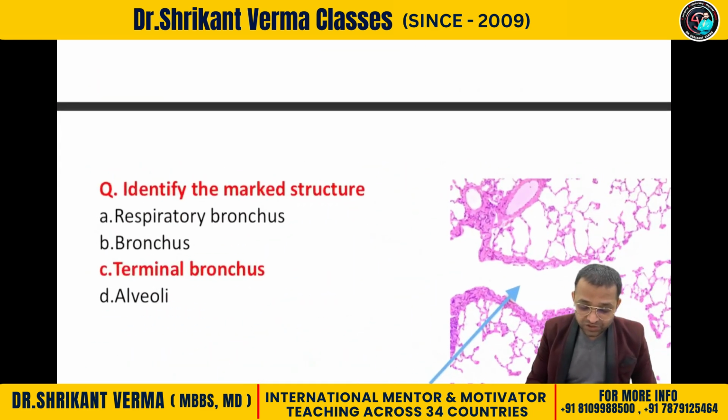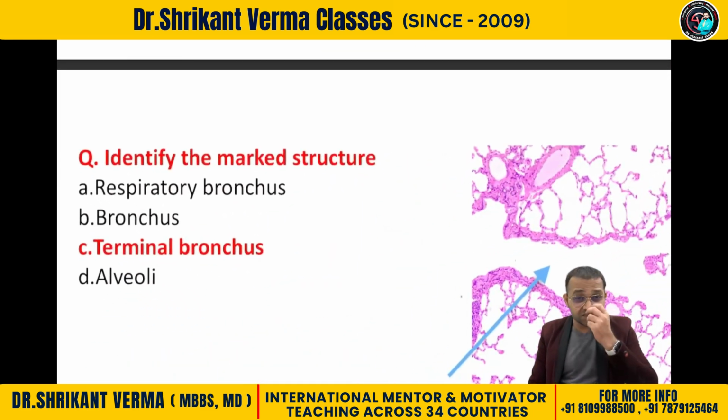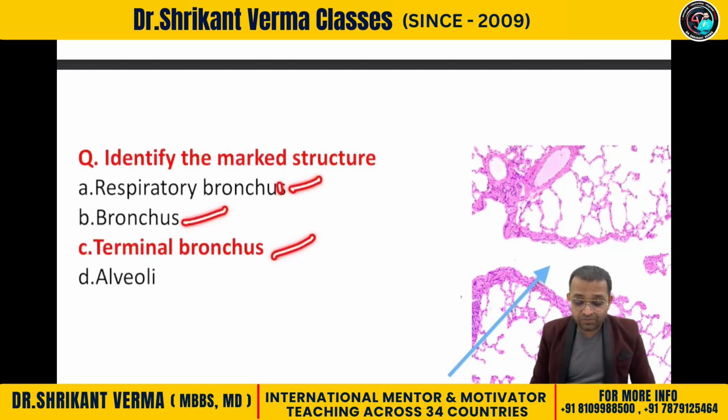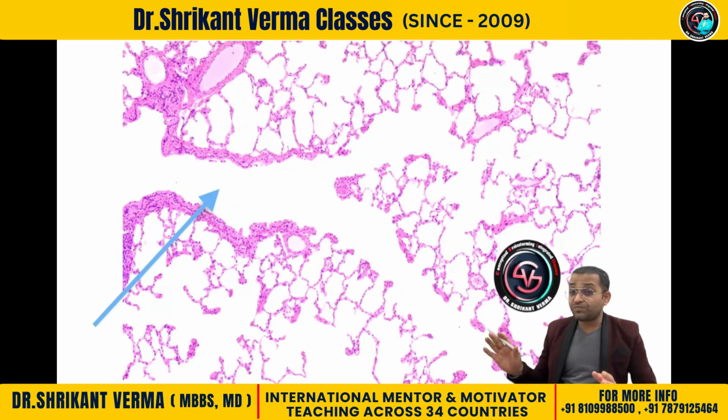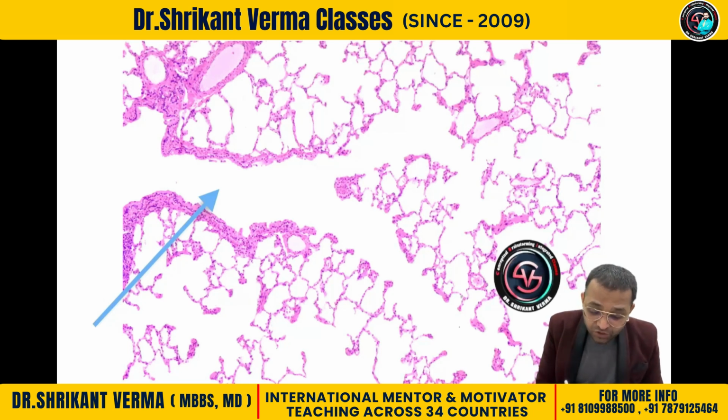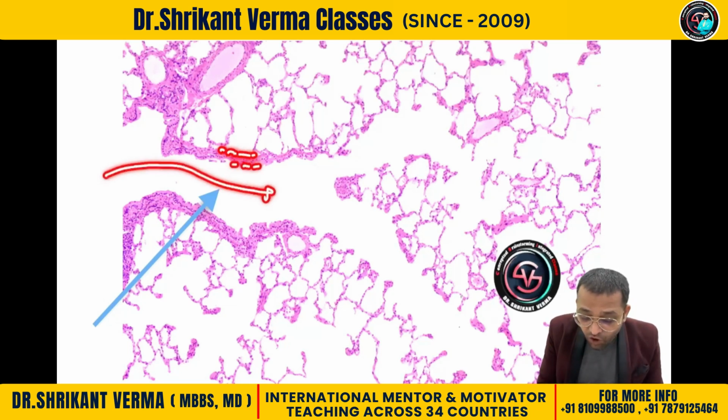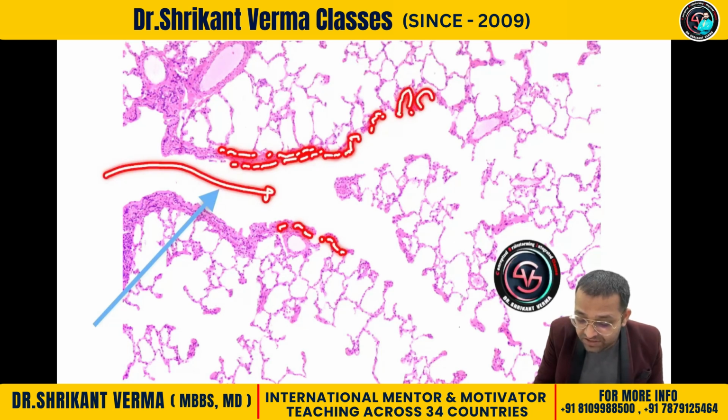So just look here at the question. Identify the marked structure. They are giving the options respiratory bronchiole, terminal bronchiole, and alveoli. Can you see this image? Yes, this is not a new image. This image was already asked in a previous INICET pattern. Okay, so look here. You can observe this is our duct, and the wall of the duct is getting thin slowly. And now it is showing pouches which go inside.